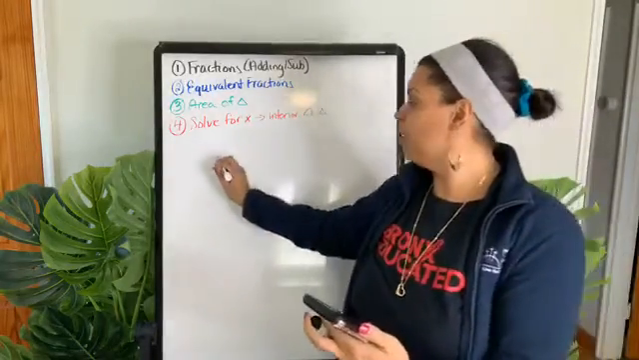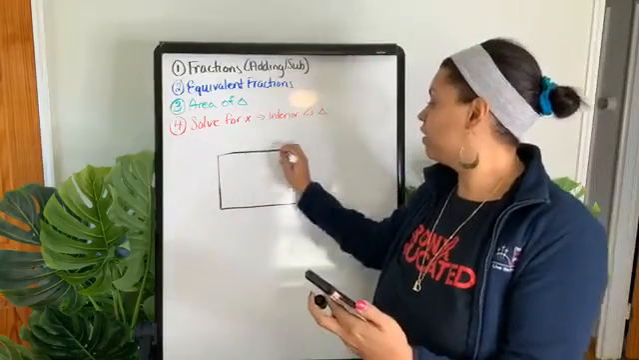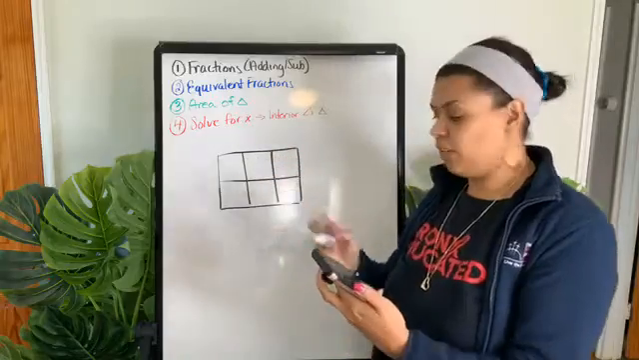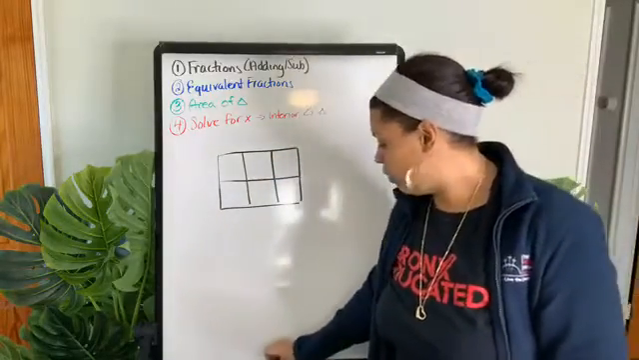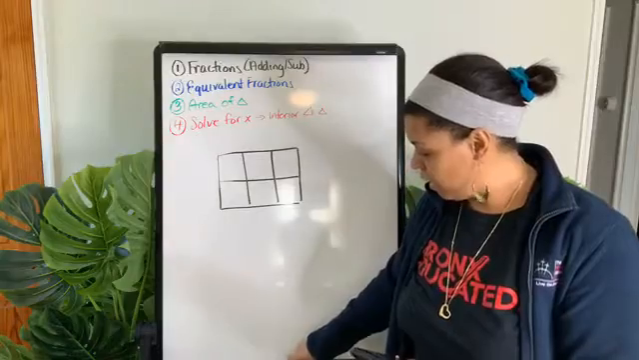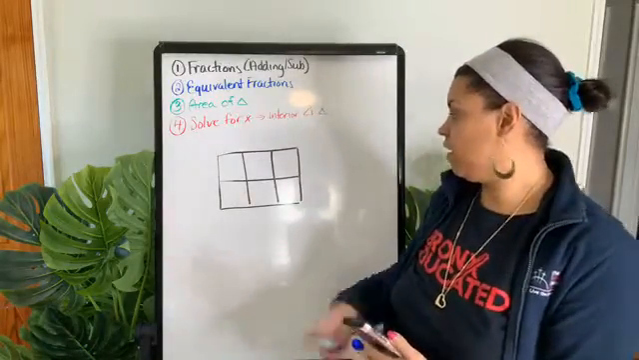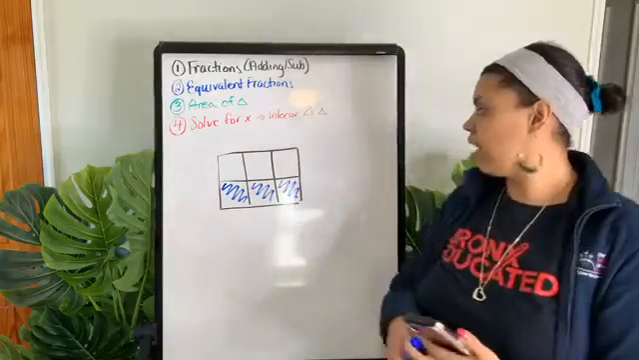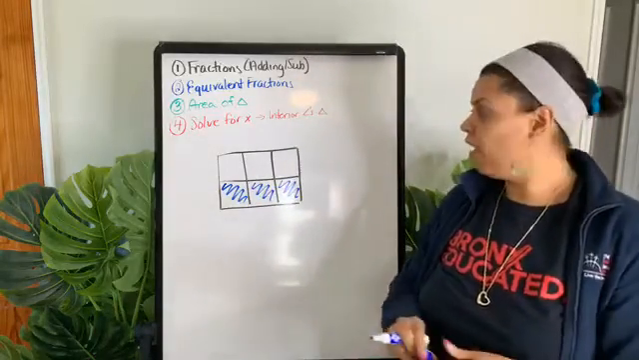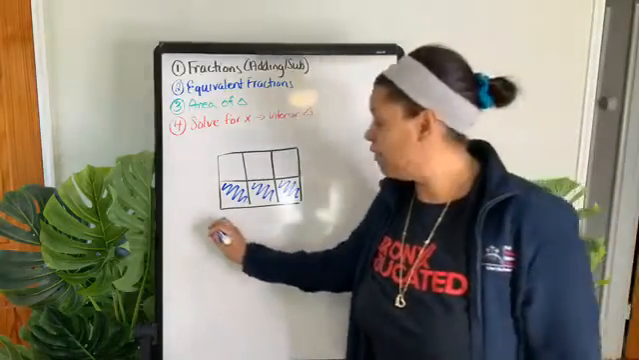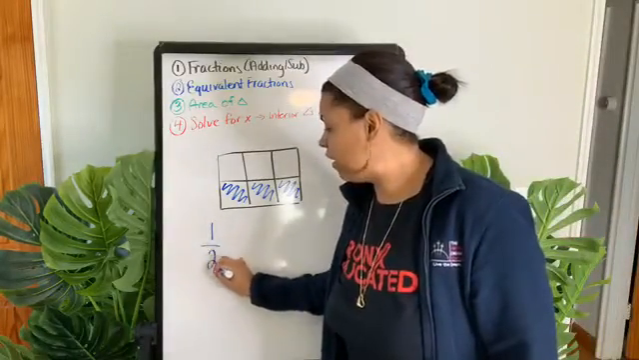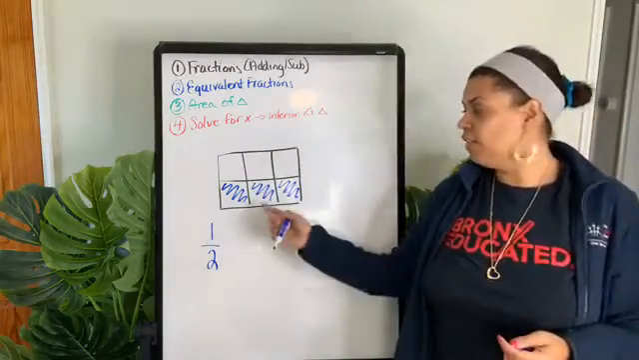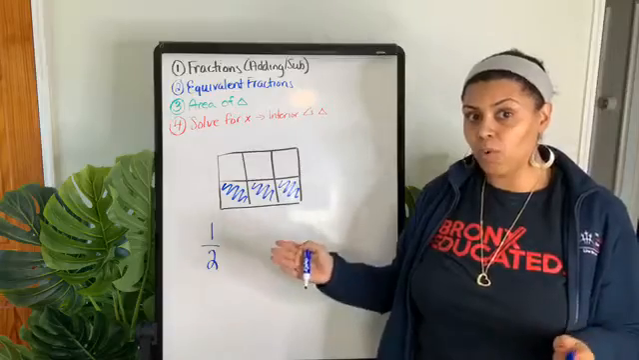And the picture she has is a rectangle, a nice little array. And we have this shaded in to show 1/2. And equivalent fractions can be very, very tricky for a lot of kids, especially when they're starting with the concept, because it means I still have half of something. Even if I break it up into more pieces, I always have half.